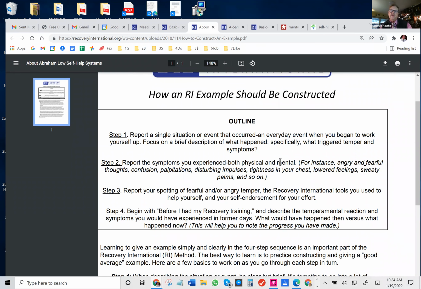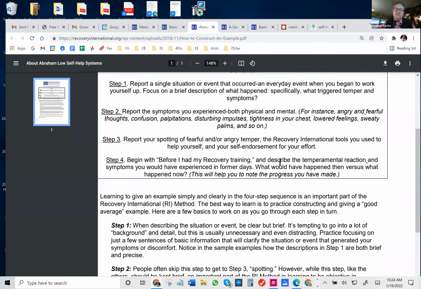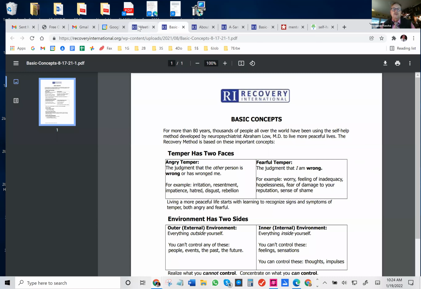And I can go two ways. I can either panic and lose it, or I can start spotting that I have a problem and talk myself down. That is step two. Then you ask what it is for a panic situation. You might say, I have palpitations, I'm sweating, I can't think straight, and then you spot your panicky or angry temper. I might be angry at the technology, and you use the recovery tools, which are basically the spots.